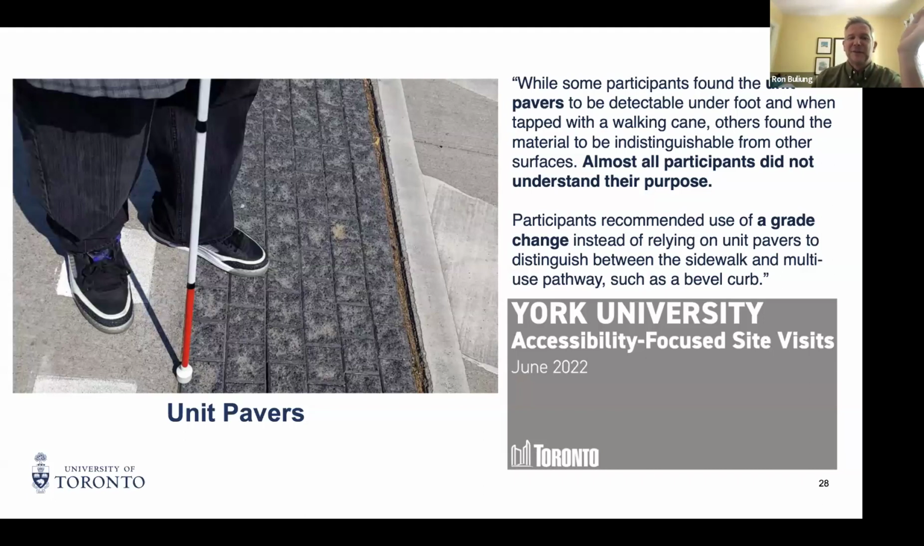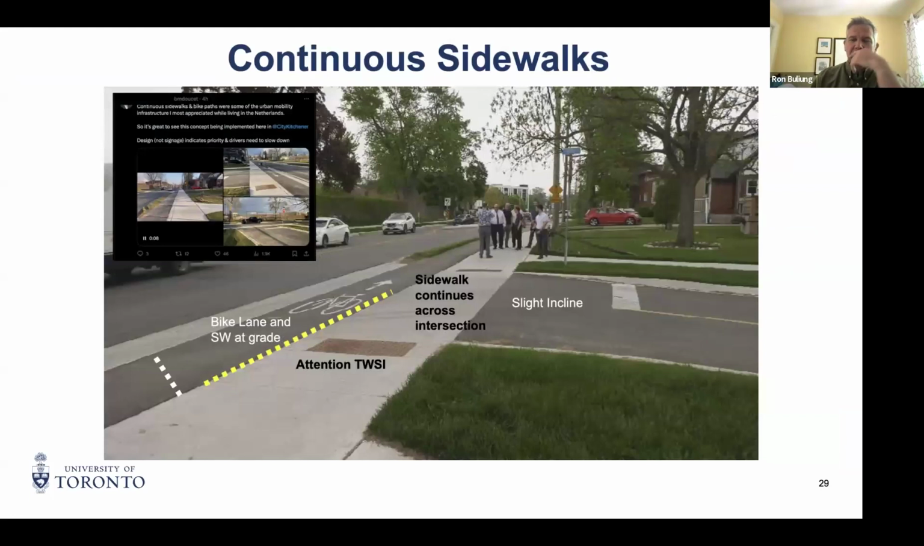Notably, there's a bit of a governance mess up there in West Toronto in terms of who was responsible for what at what point in time in terms of the design and build of that facility. And the city is no longer, as a best practice, using unit pavers as a way to demarcate separation between pedestrian and cycling facilities. In fact, they're using the beveled curb as an alternative, following consultation with the blind community.